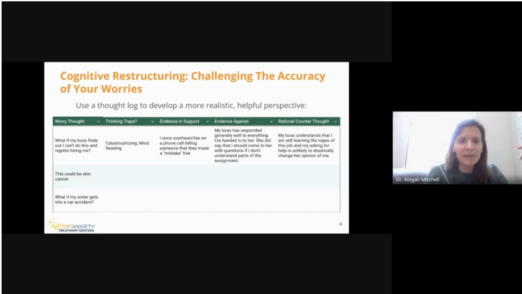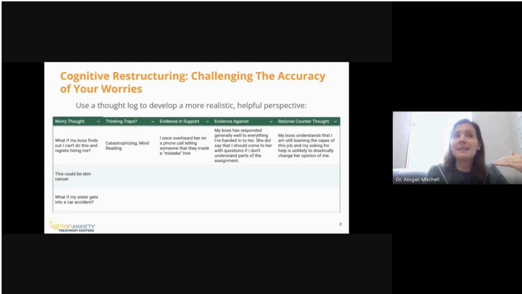So evidence against the worry that her boss might regret hiring her. Well, my boss has responded generally well to everything I've handed in to her. She did say that I should come to her with questions if I don't understand parts of the assignment. She probably expects that a new hire is going to come with some questions. It's not going to annoy her or certainly not make her think a lot less of me and my work. All right, so after that exercise, you help the client build a more rational interpretation. Well, my boss understands that I'm still learning the ropes of this job, and my asking for help is unlikely to drastically change her opinion of me.